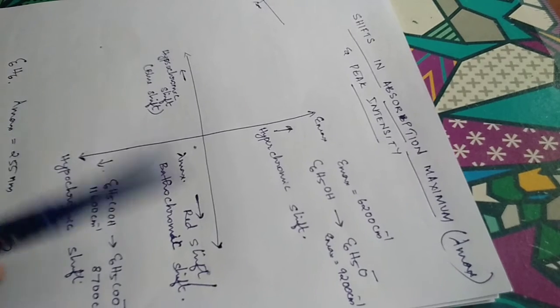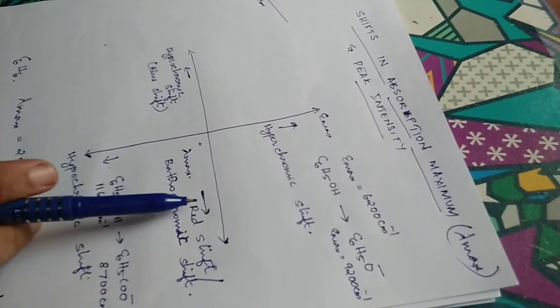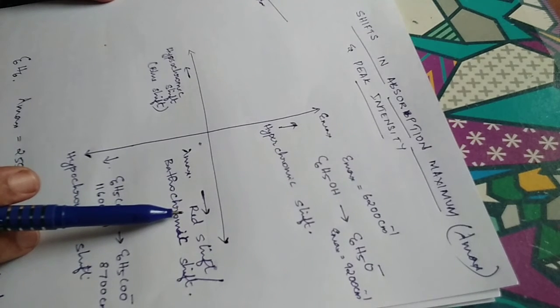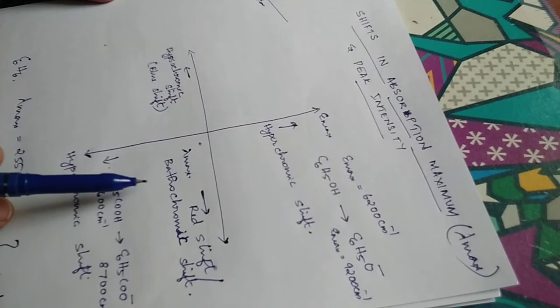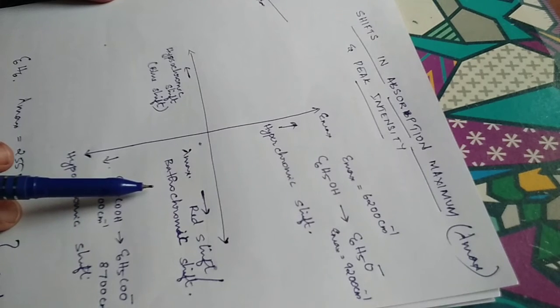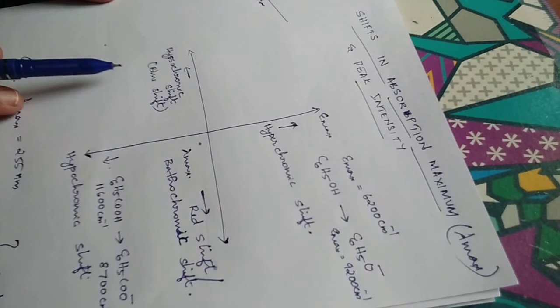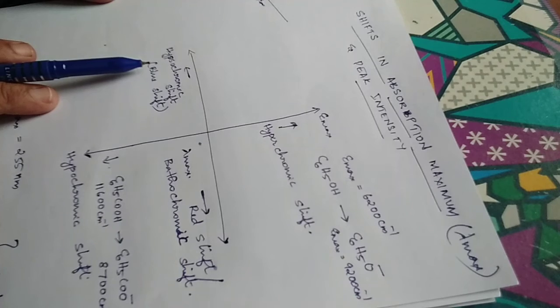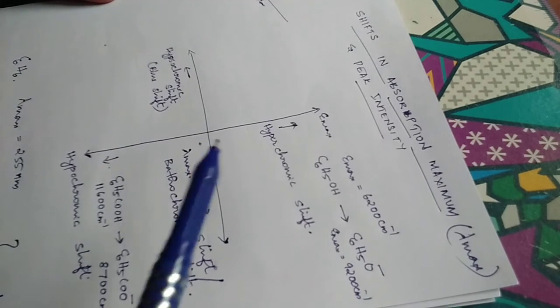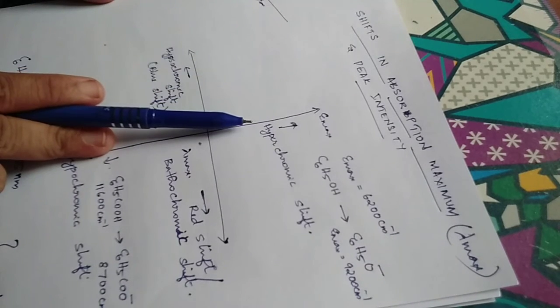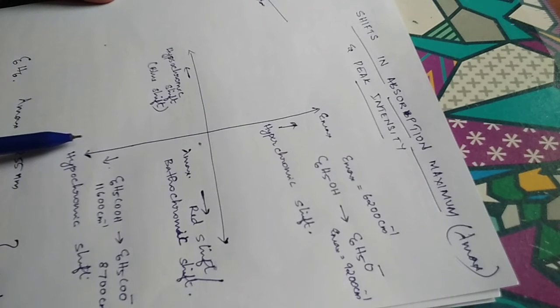Okay, so if the lambda max is increasing, towards the right hand side, it is known as the red shift, or the bathochromic shift. And if the lambda max is decreasing, it is known as the blue shift, or the hypsochromic shift. Another term: if the epsilon max, that is the y-axis, is increasing, it is known as the hyperchromic shift, and if the epsilon max is decreasing, it is known as the hypochromic shift.